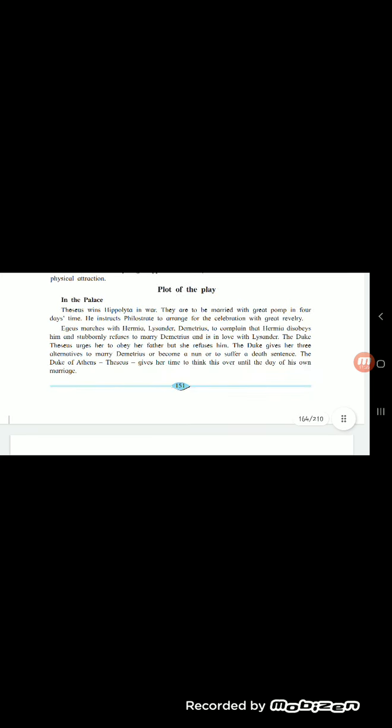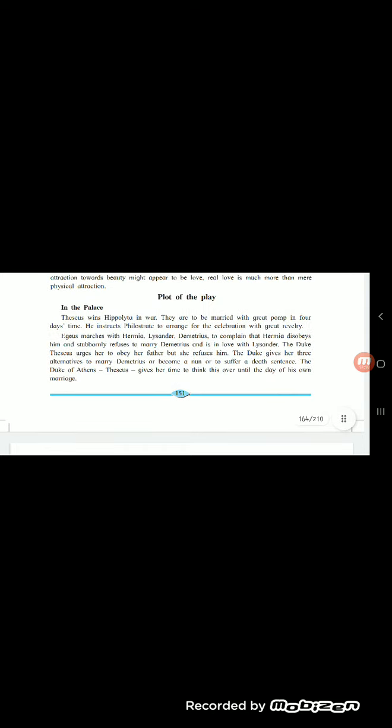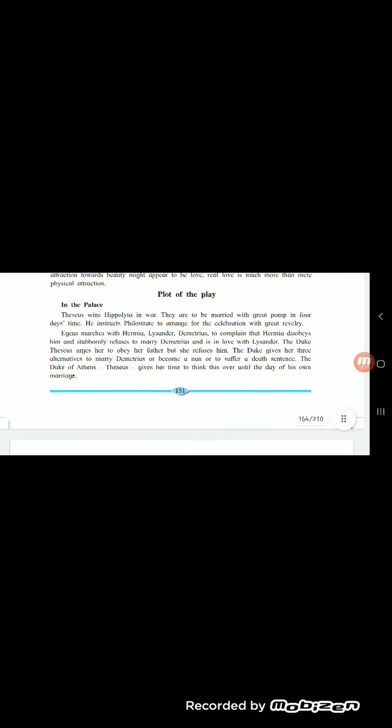She is given three options by the Duke of Athens. Because in previous times, when a girl was about to get married, she needed to have the approval of her father for the wedding. If that approval was not there, then that relationship was not accepted by the people.